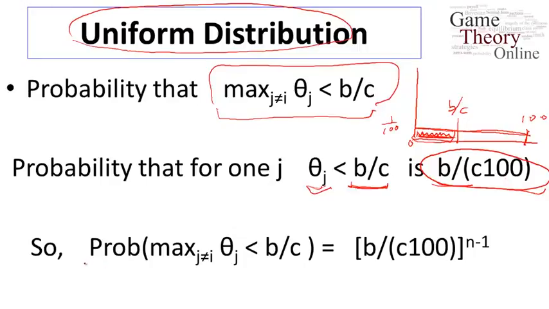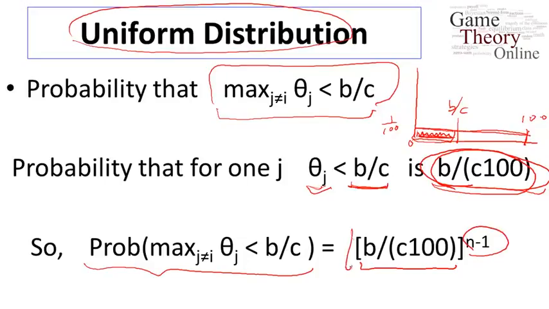So what's the probability that the highest value of the others is less than B over C? Well, it's just the chance that every single one is less than that, which is just the product of each one of these probabilities, given that they're independently distributed. So we just multiply all these probabilities together. We get B over C times 100, raised to the n minus 1. So now we have a nice expression for the probability that I win the auction when I bid B. Everybody else is bidding C times theta_j. It's just B over C times 100, raised to the n minus 1 power.